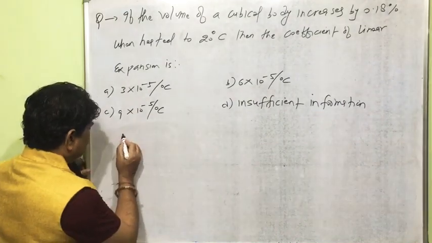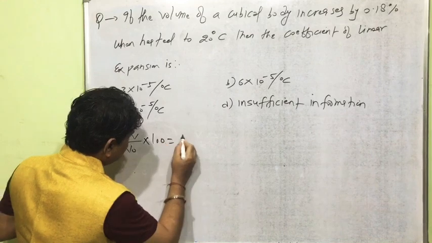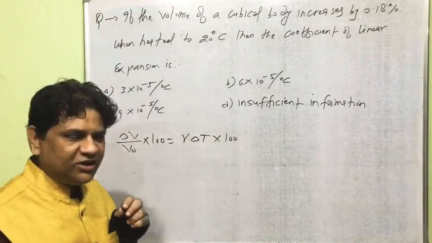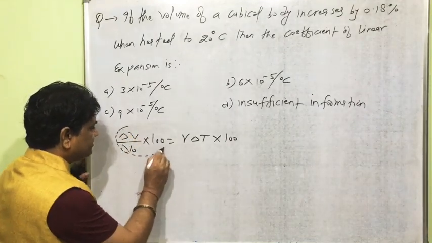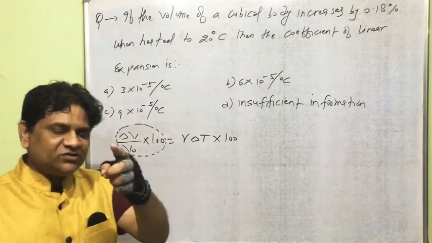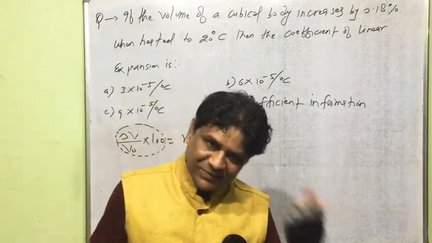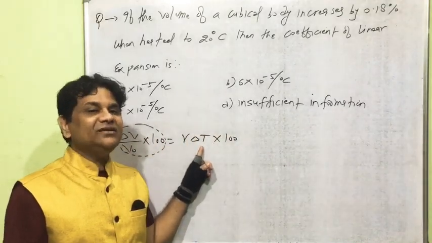Which relation? Delta V by V naught into 100 is equal to gamma delta T into 100. That relation we discussed already in class here. Delta V by V naught into 100 is the percentage change in volume. Gamma is the coefficient of cubical expansion. Delta T is the change in temperature.